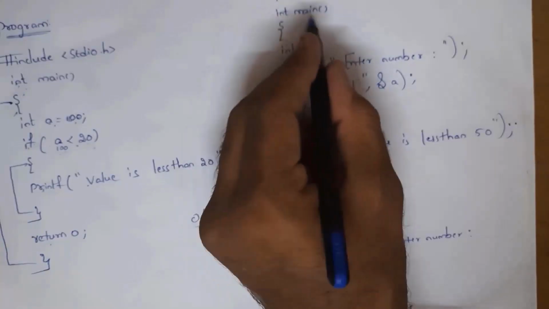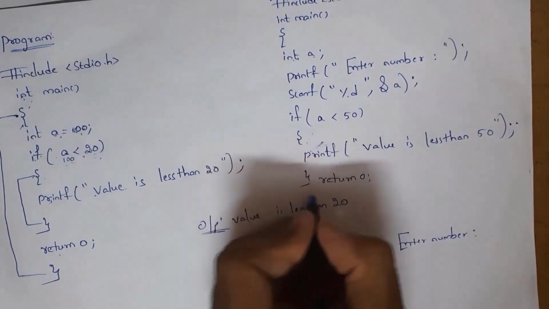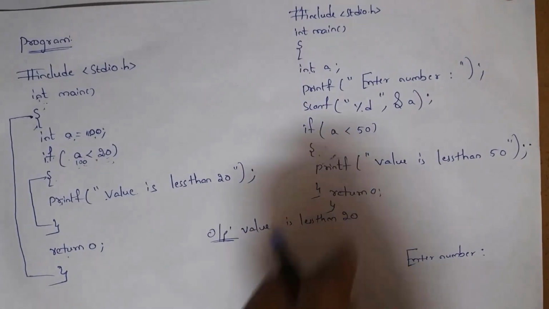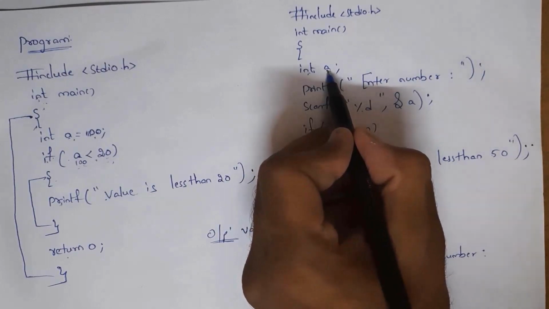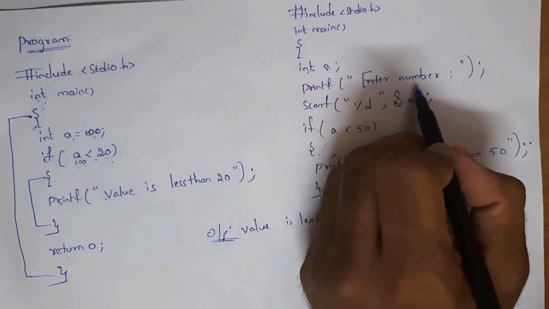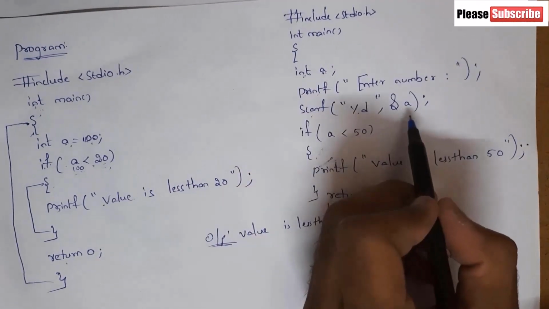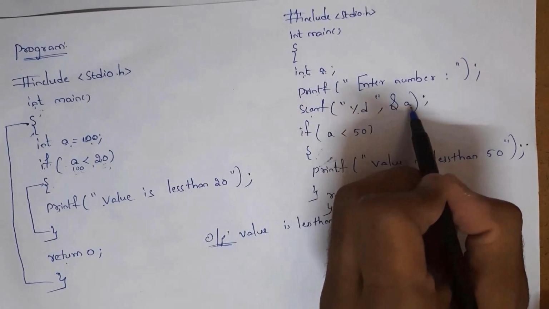Because I am using int main here, you need to write return 0. So close the main function. This is the program. At first I wrote int a and did not initialize any value. I will give the value after executing the program by using scanf. I just wrote printf enter number, and by using scanf I can enter any number, and this number will be stored in address a.